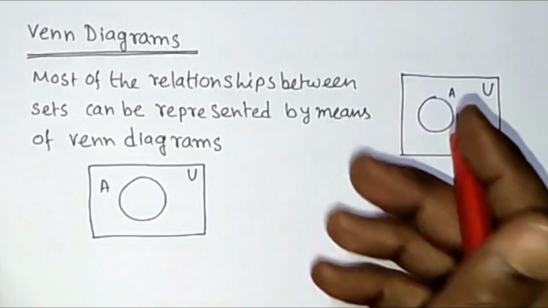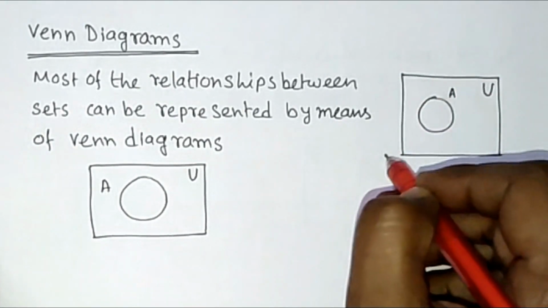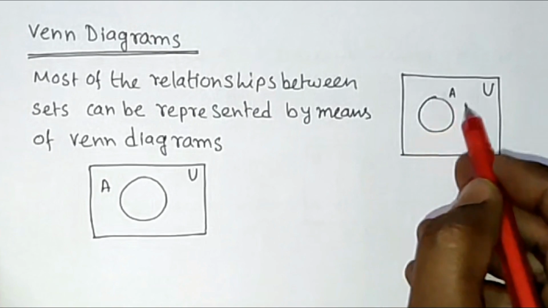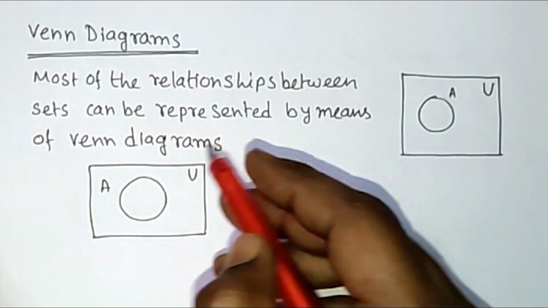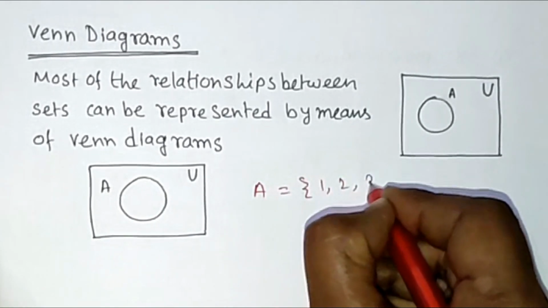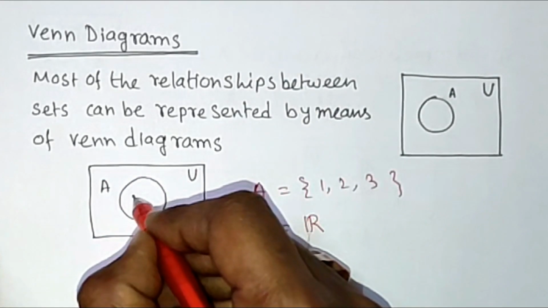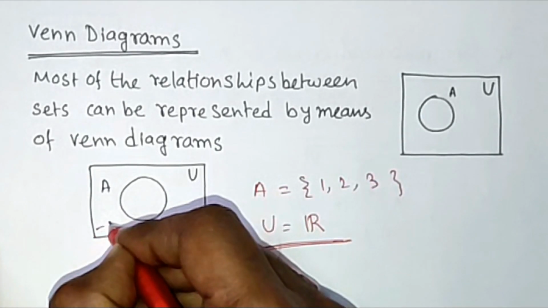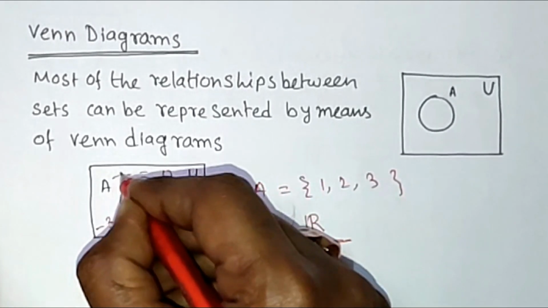Now Venn diagram. To draw a Venn diagram, we have to draw a rectangle, which is the notation of the universal set, and the sets are represented by circles. Most of the relationships between sets can be represented by a Venn diagram. Now look, suppose a set A consists of elements 1, 2, 3, and the universal set is the set of real numbers. So with the set of real numbers being the universal set, we have negative integers: negative 3, negative 2, negative 1, 0, etc.